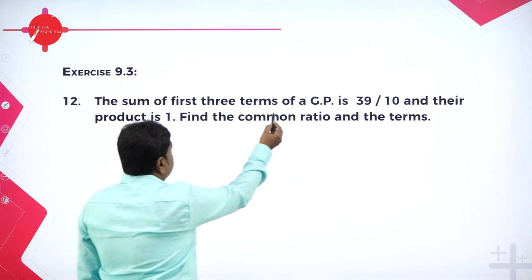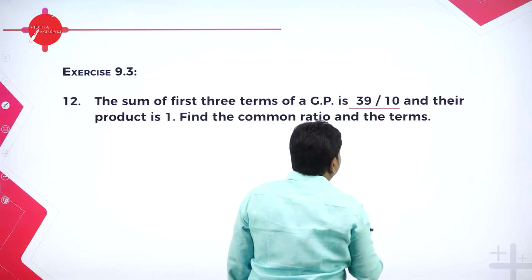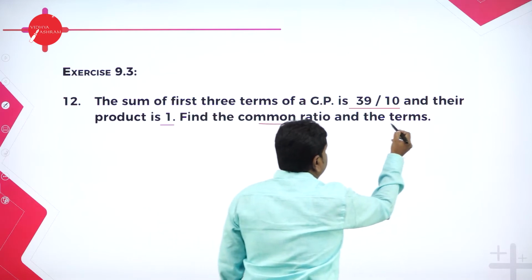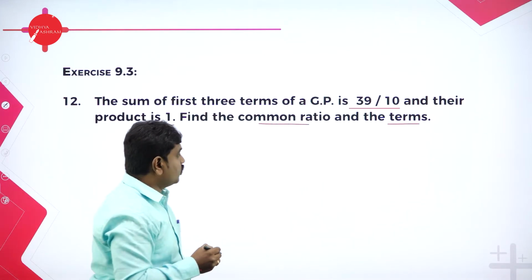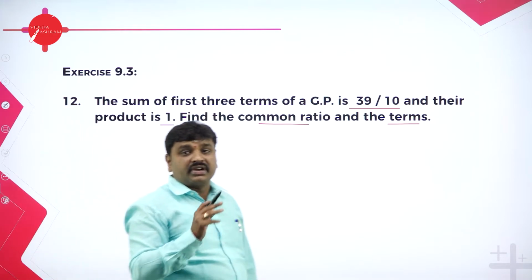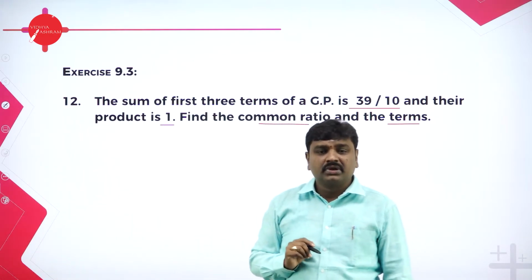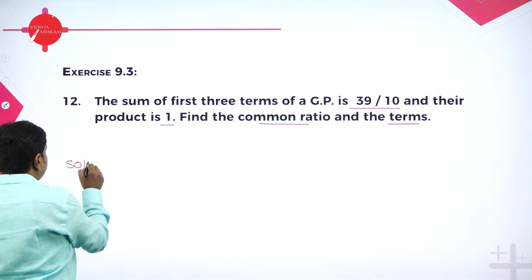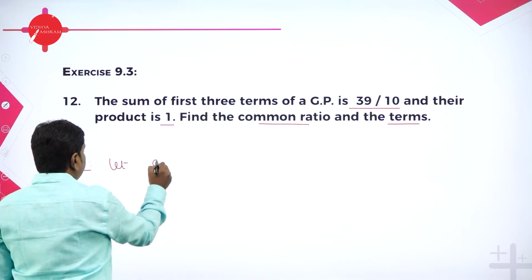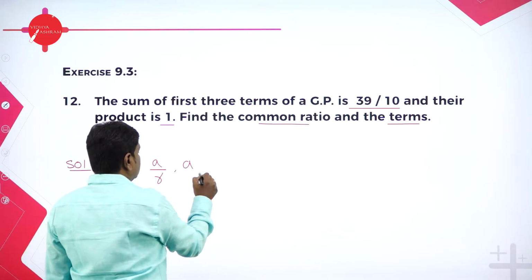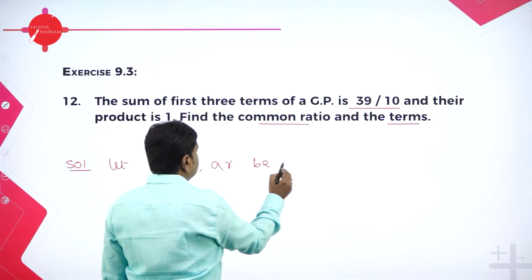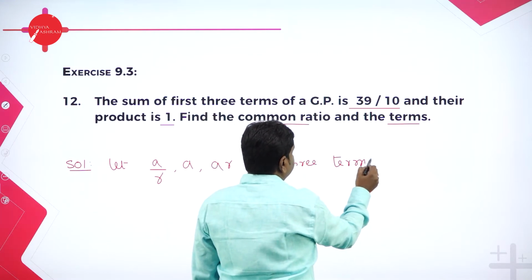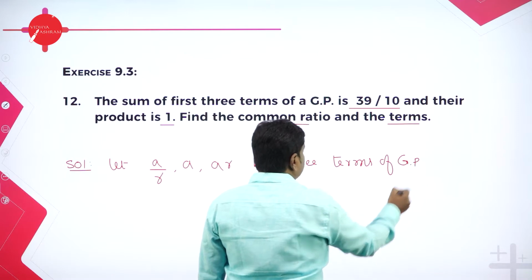The sum of first three terms of a GP is 39 by 10 and their product is 1. Find the common ratio and the terms. Interesting. So whenever they ask sum of three terms in a GP, take the three terms in a simple way so that the problem becomes easy. Let a by r, a and ar be the three terms of the GP.